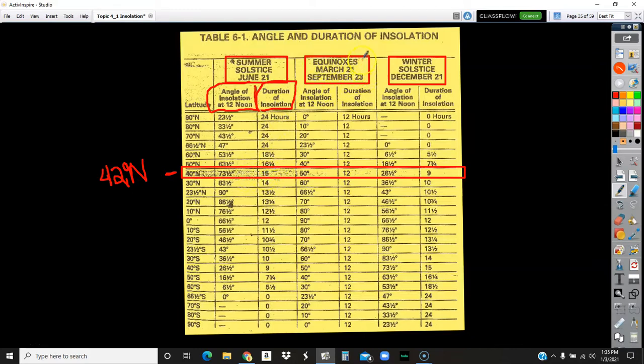March and September, there's your equinoxes. Our sun angle has dropped, right? From June, we're now down to 50 degrees. Sun's getting lower in the sky. But notice duration, and actually notice from pole to pole.